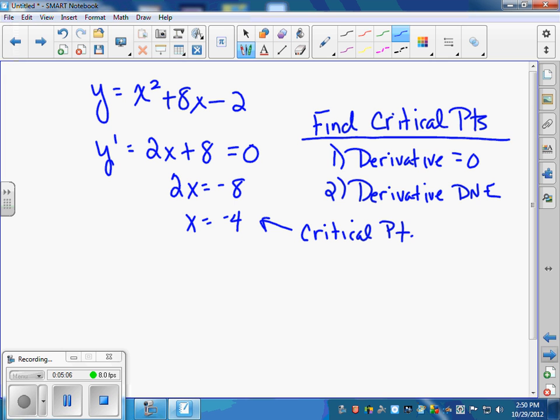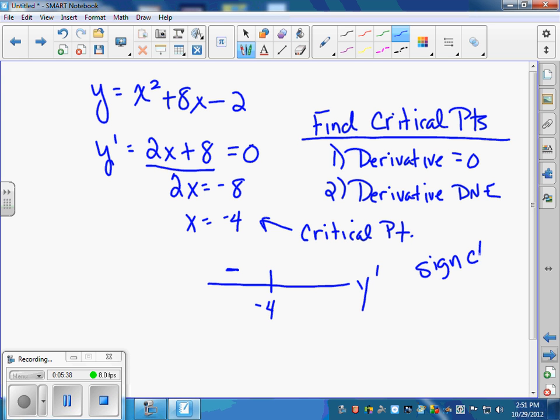Now we're going to use a sign chart. Okay, we're going to use -4 on the number line. And we need to label our sign charts. That's f prime, or since we call this y, we'll call it y prime. And we're going to do like we did with the sign charts that we used in the last chapter. We're going to pick a number smaller than -4, and we're going to substitute that into our derivative. So if I take -5, put it into my derivative, 2 times -5 plus 8, I'm going to get a negative number. All right?